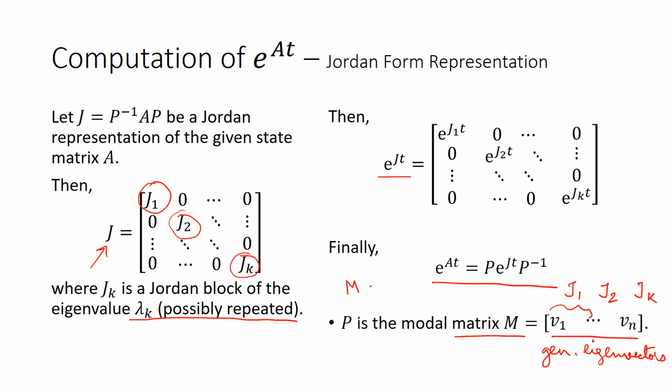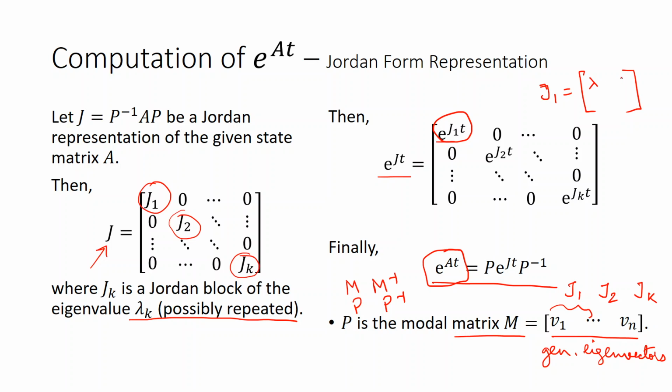So you get M, you get M inverse. So M is nothing but P, M inverse is nothing but P inverse. So you obtain those, and you have your e to the power of At. But here one question is this: what is my e to the power of J1 t? Right, because my J1 is not simply a diagonal element, it is a block.